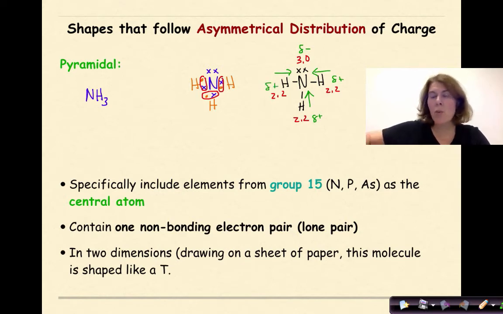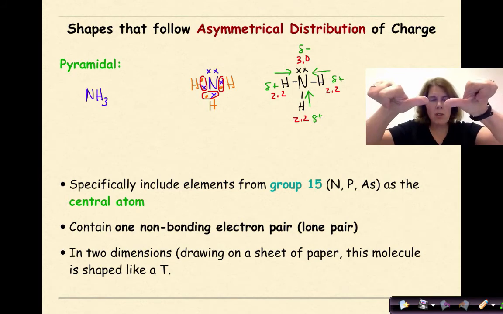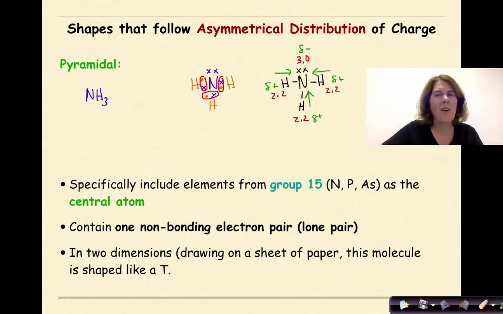So in this case, we have 3 polarity arrows, 2 pointing inwards and 1 pointing sort of upwards. And in a 3-dimensional way, it looks like a little pyramid. Here on my screen, it looks like a T, where 2 arrows are canceling each other out this way, but then we have this other arrow pointing up. And really, when you have 3 polarity arrows, where they're all pointing towards a more electronegative central atom, you're going to have a polar molecule.